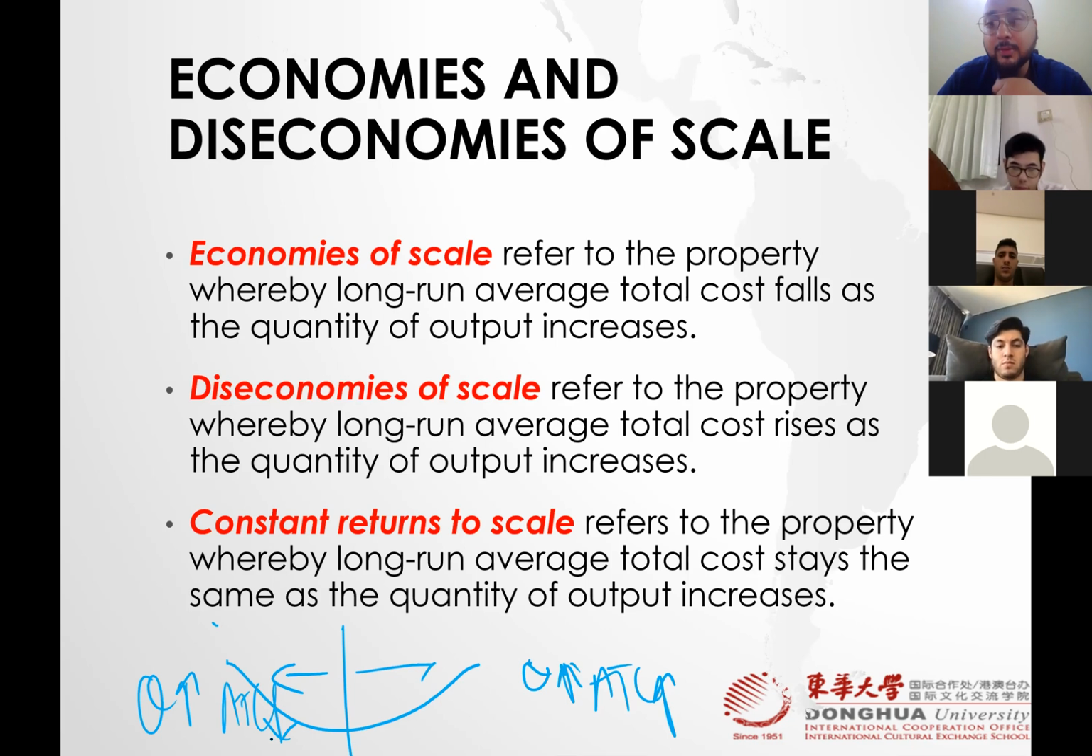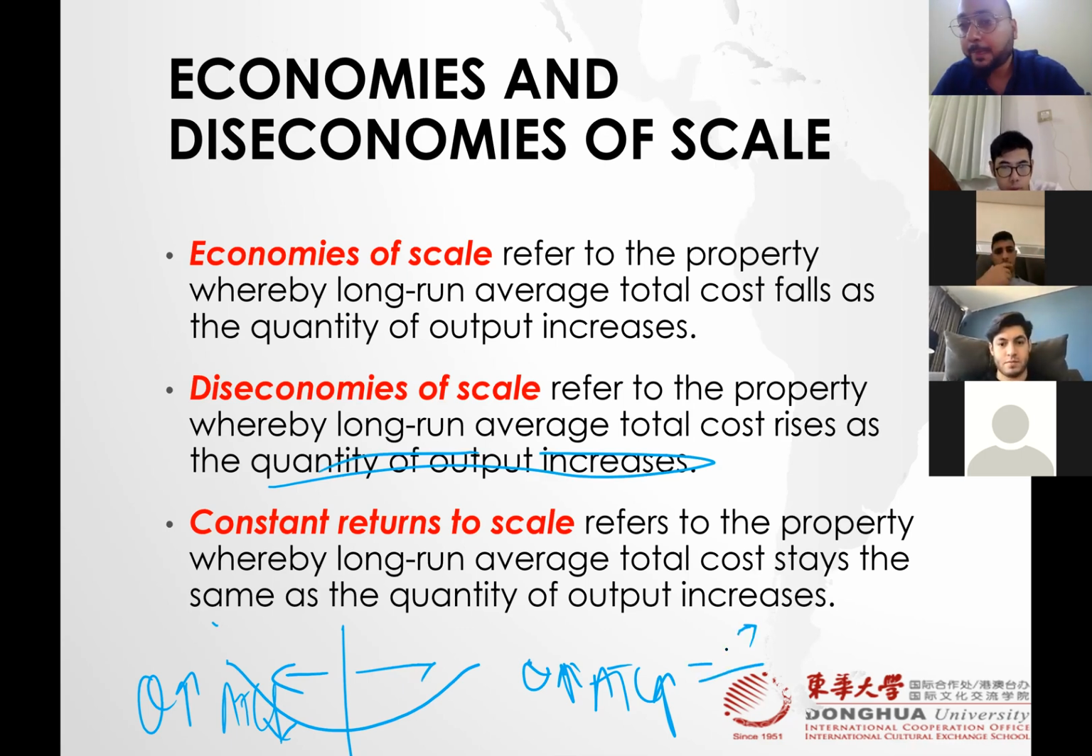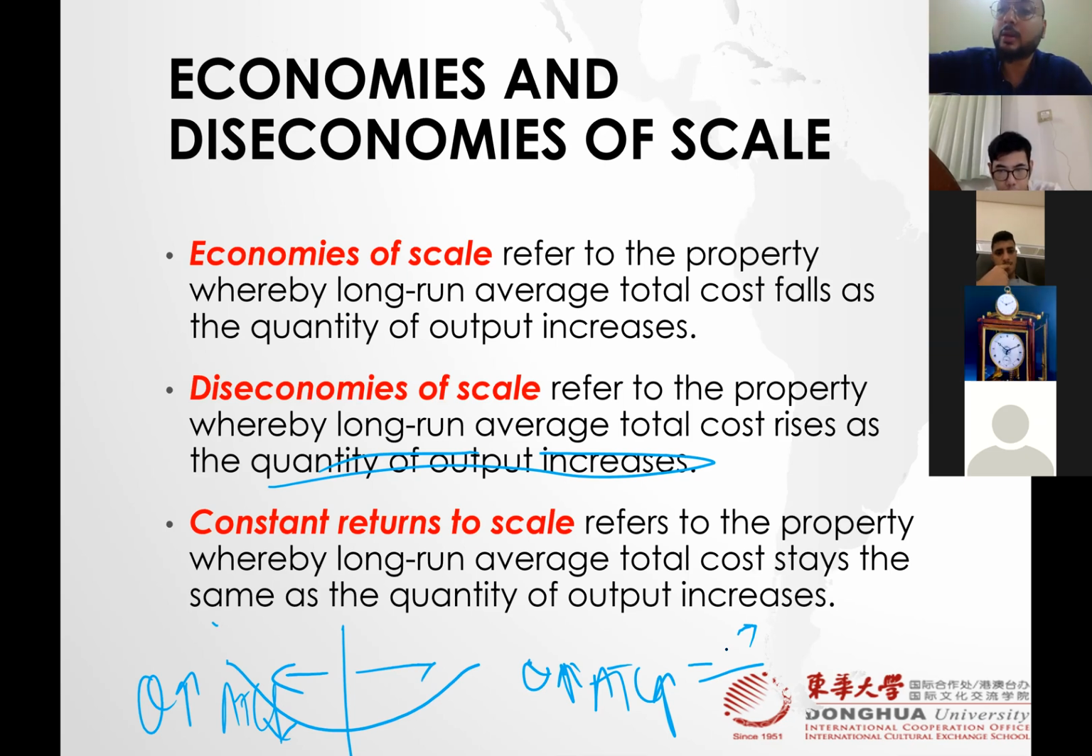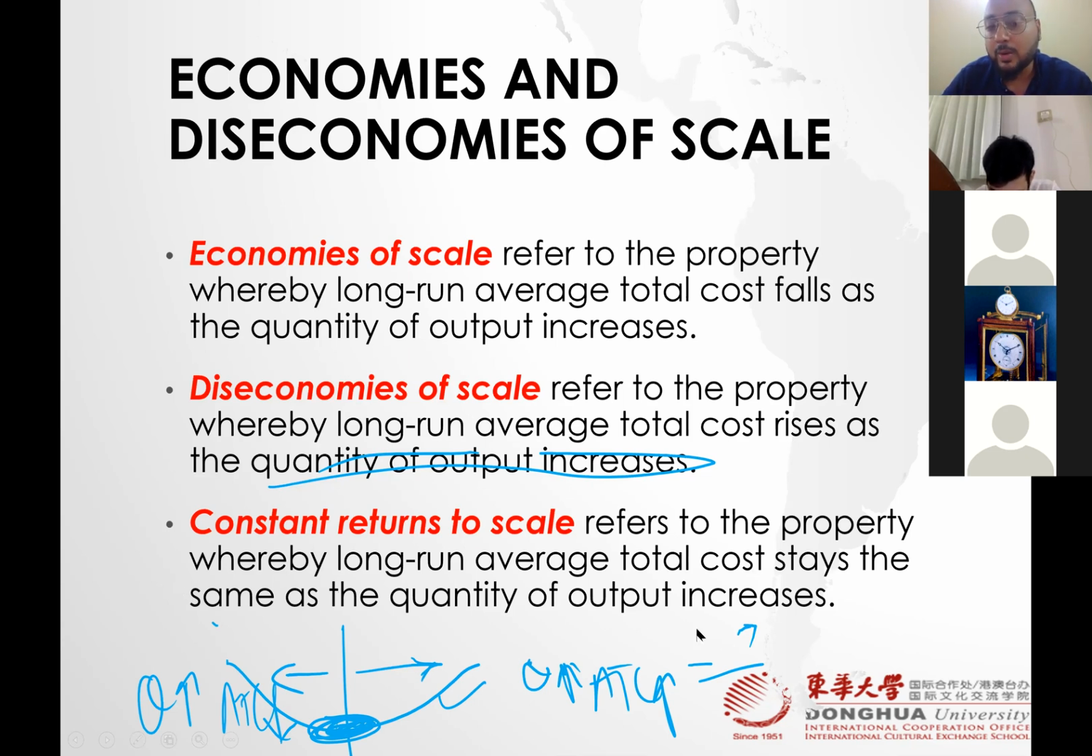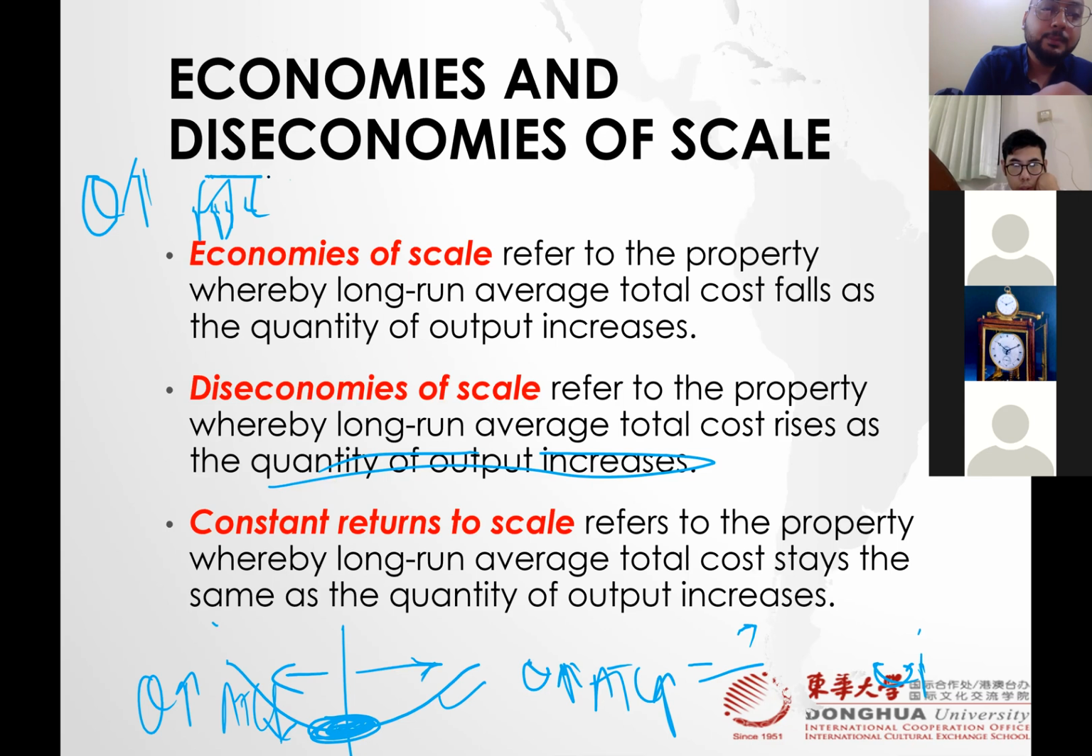Diseconomies of scale refers to the property whereby long run average total cost rises as the quantity of output increases. So this is the right part, where big companies in the long run produce more and their costs start rising. Constant return to scale: what if they remain at this level where they increase production and cost remains the same? We call this constant return to scale, the property whereby long run average total cost stays the same as the quantity of output increases.